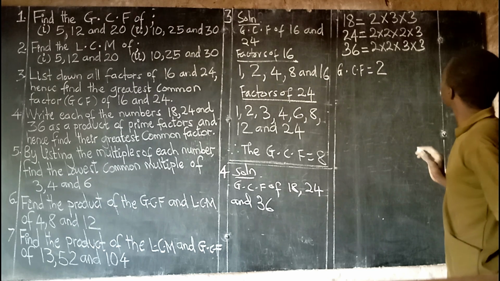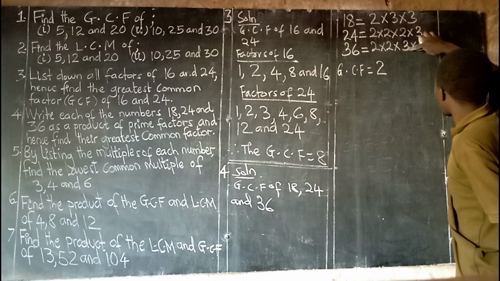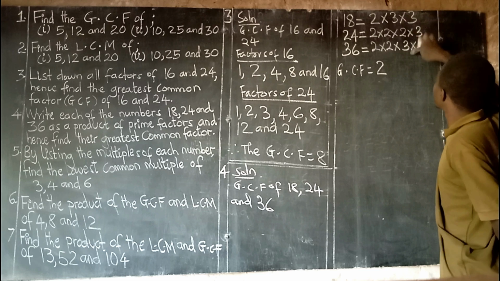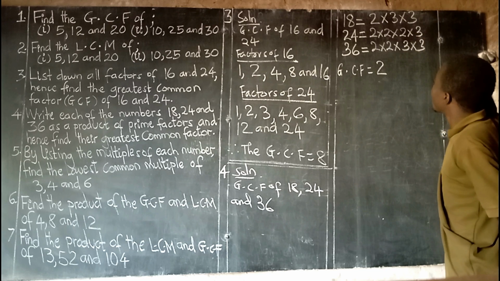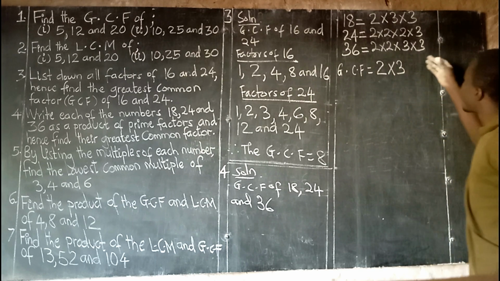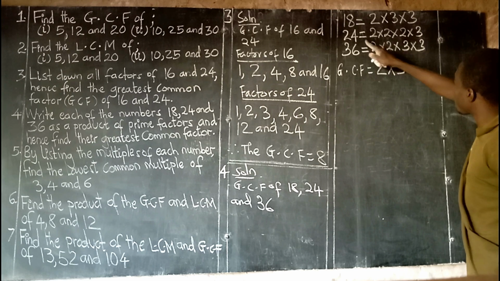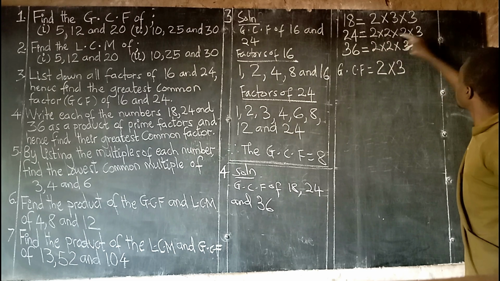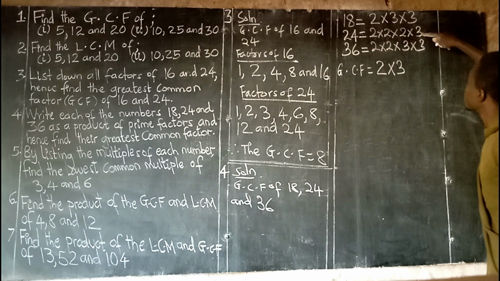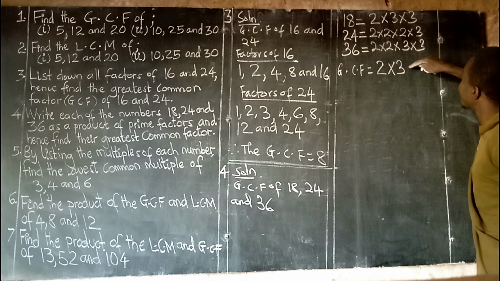Just let us look for 3. Here we have 3, here we have 3, and you have 3 here. So it means that even 3 is common to all of the 3 numbers. So we multiply by 3. We don't have any extra 3 which is common because when you pass across the factors of 24, we have only a single 3. So we don't have a second 3 which is common to all of the 3 numbers.